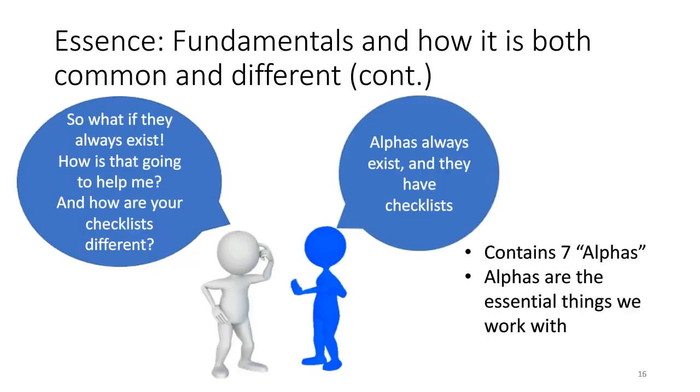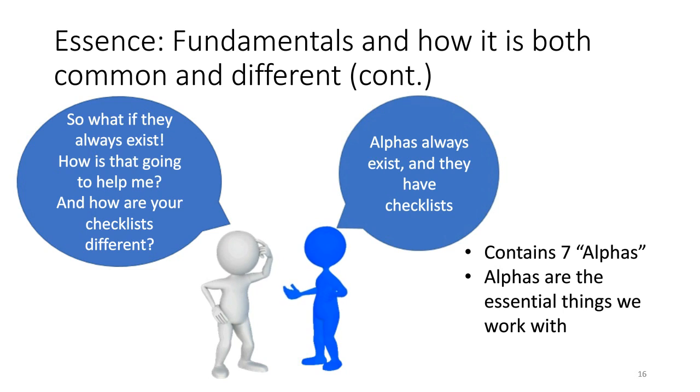Now let's dig a little deeper. Essence contains 7 alphas. Often people respond when they first hear this with, well, what's an alpha and why the new term? So first, you're going to see very few new terms in Essence. But we decided we needed a new term here because something new is going on. Alphas are the essential things we work with. In the past, with many of the frameworks, we got into trouble when people confused the essential things we work with documents or evidence of the important thing.